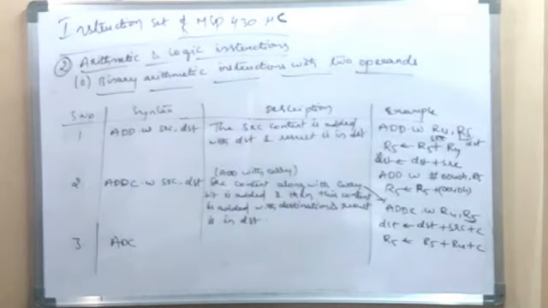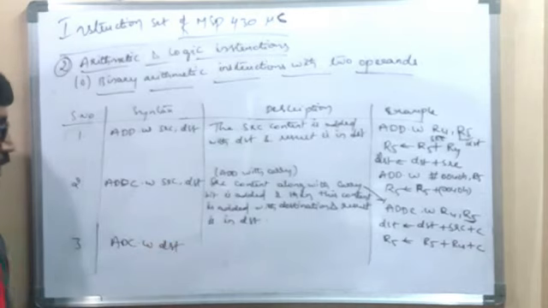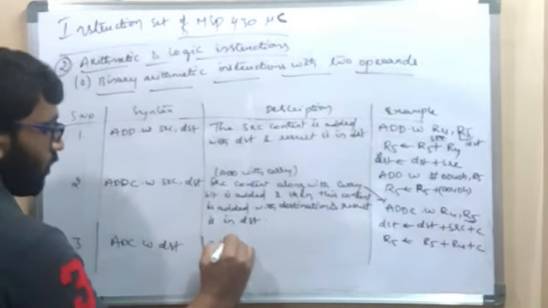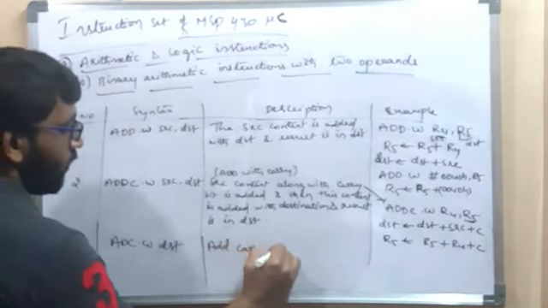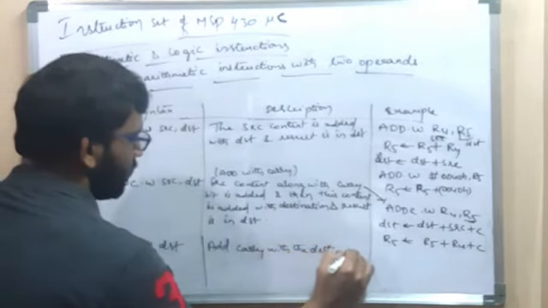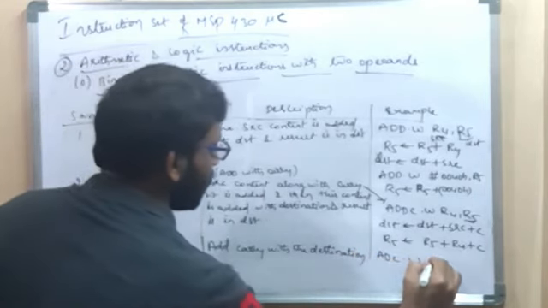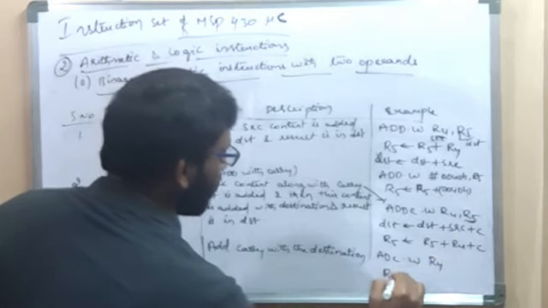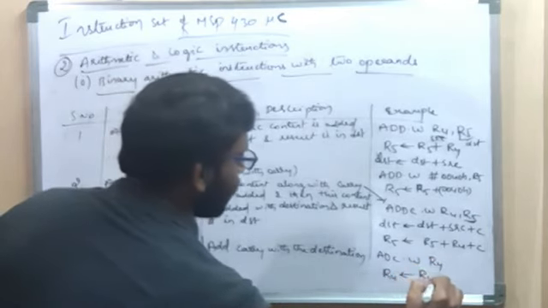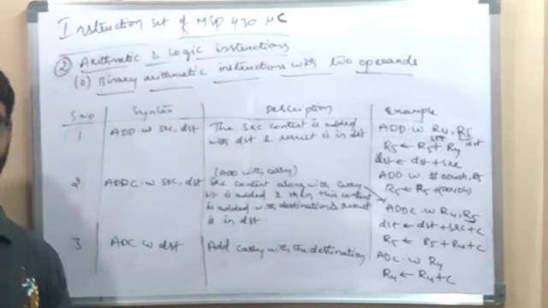Next, third one, ADC dot W destination. Here we have only a single operand, destination. So the meaning of this is add carry with the destination. ADC dot W R4. R4 implies R4 plus carry bit. Only the carry bit is added with destination, and result is placed in destination.